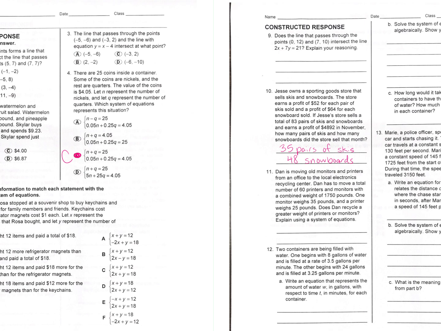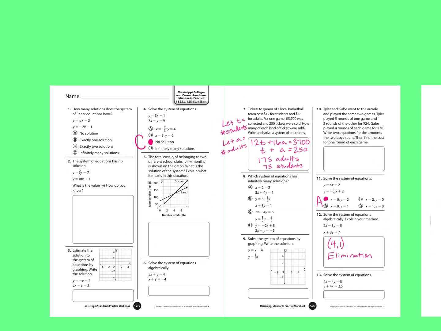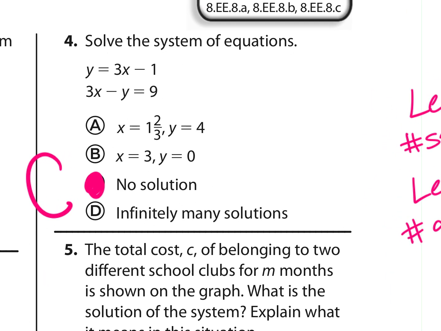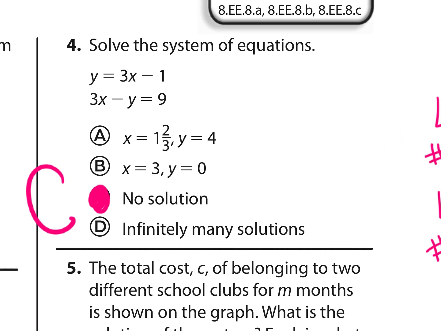So now we're going to go through each of these problems and see them worked out if you have anything that you missed. So number 4, we're solving a system. It doesn't tell us what method to use. If you have an equation in y equals or x equals, then it's easy to use substitution. So I'm going to take what y is equal to, 3x minus 1, and substitute it in place of y in my other equation.